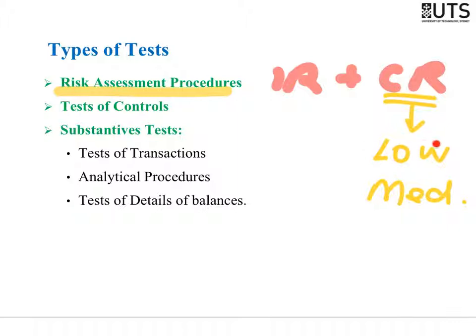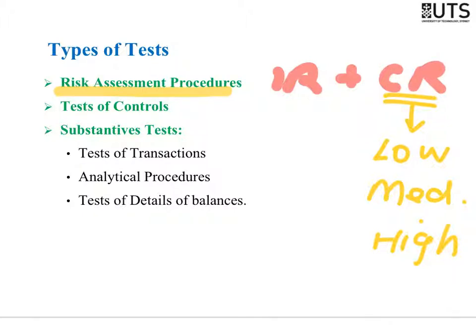If you assess it as low, you think the controls look good. If you assess it as medium, you think the controls look okay. If you assess it as high, that means you don't think the controls are good. So, why is this important? And remember, this is the flow on from here to here.